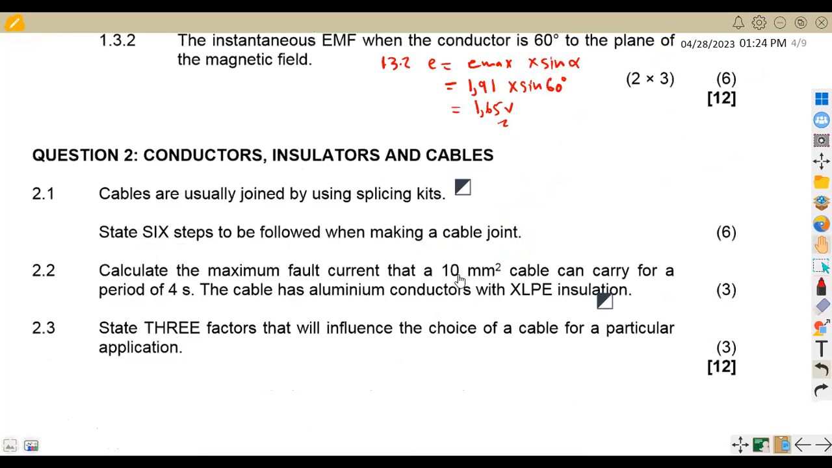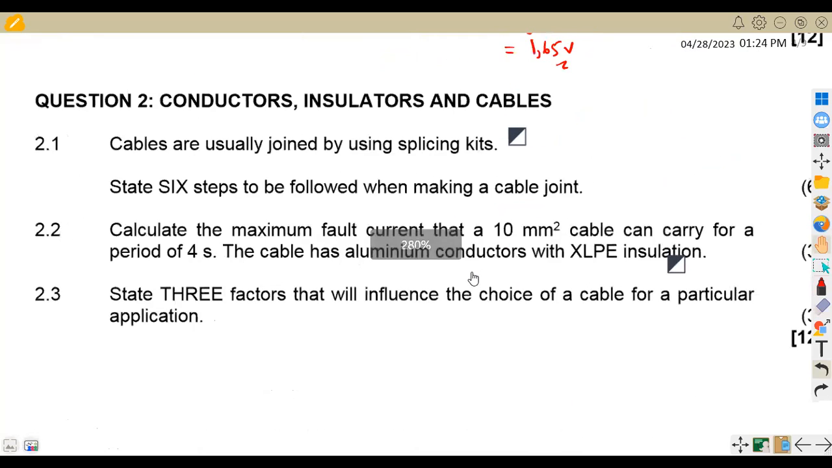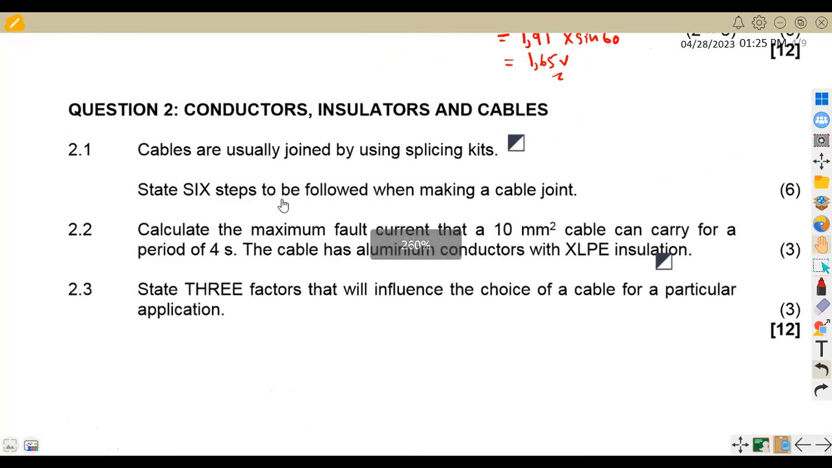All right. On question 2, you're given that on conductors, insulators, and cables. Cables are usually joined by using splicing kits. State 6 steps to be followed when making a cable joint. What are the steps that are taken when making a cable joint in this case? So that is the question that we are given.